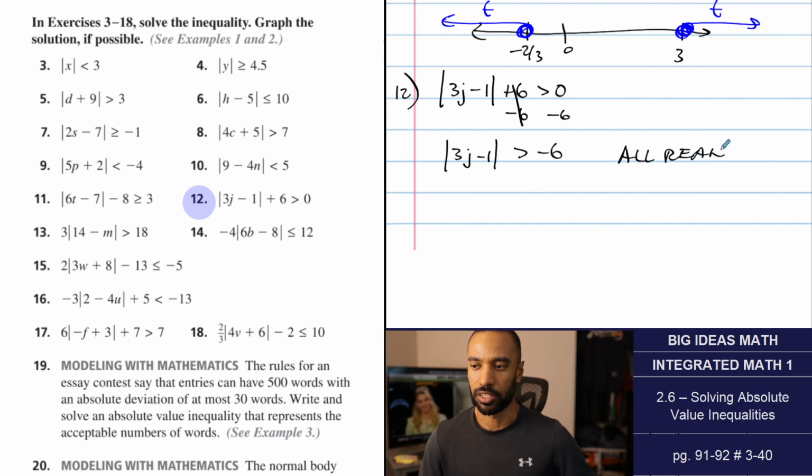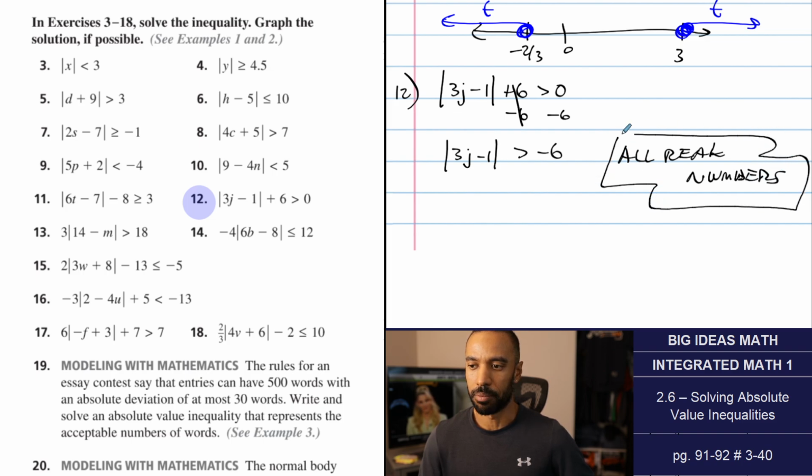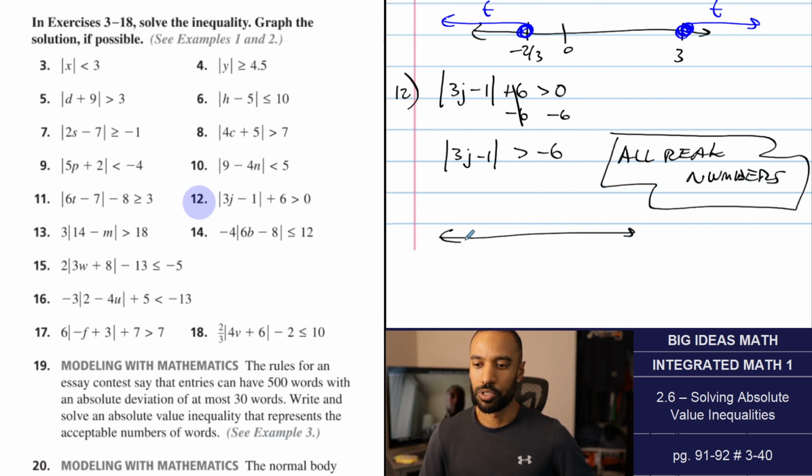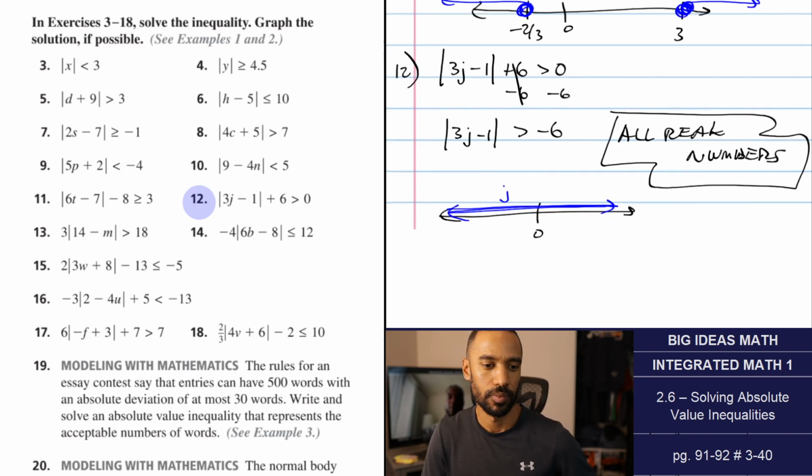I guess this can technically be graphed, so I will. We just graphed a number line that's completely filled up. I'll include 0, of course, because all real numbers include 0. So we can go left to right of 0. We can be 0. J can be anything in the world. It'll always work. For absolute value cases, of course. Number 13.